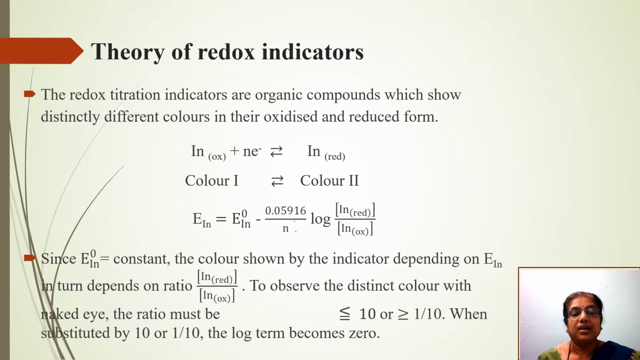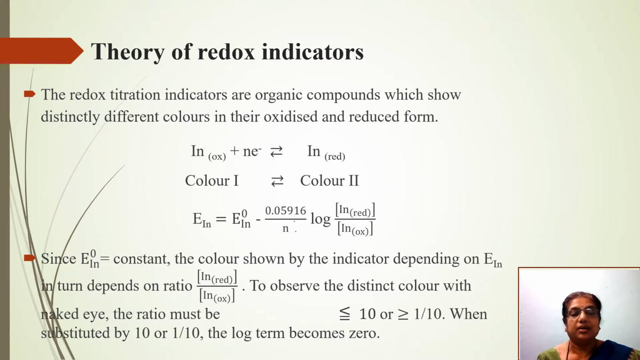So let us find out what happens to the potential of the indicator, because totally what is changing in the redox titration is the potential of the indicator electrode or the potential of the titrant solution. So the indicator along with the titer changes its color. How does it change its color? So we shall study the change in EMF delivered by the indicator. That is equal to, by the Nernst equation, the standard electrode potential E0 minus the usual factor 0.05916 divided by n, and log of the ratio of reduced species concentration divided by oxidized species concentration.